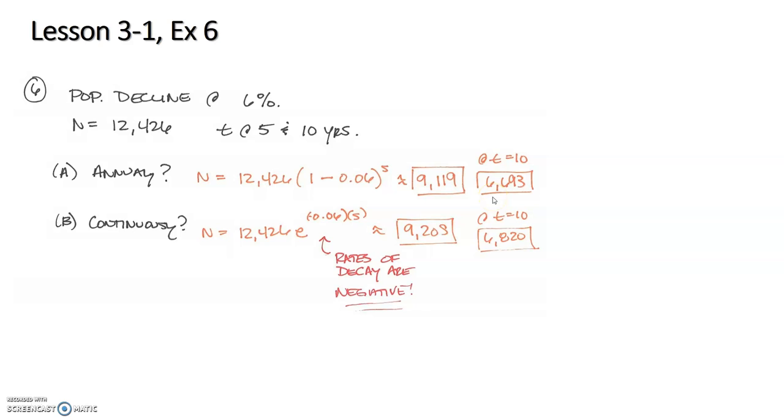Well, what about continuously? If we're going to do it continuously, we need to look at it from an exponential standpoint, and we need this natural base. So 12,426, we're going to use our other formula, raise the natural base to the rate times the years. But notice that I put a little negative in there. Rates of decay are negative. Do not forget the negative. If you leave it positive, this number is going to go up. We don't want that because we're looking at decline. So at 5 years, it's a little over 9,200. At 10 years, it would be a little over 6,800.